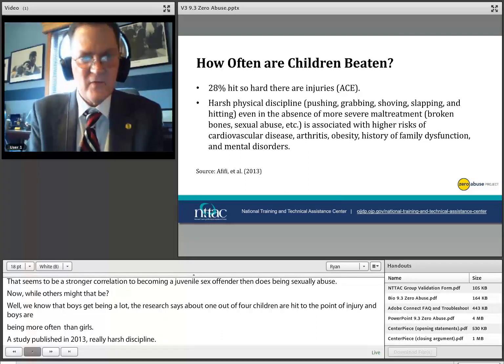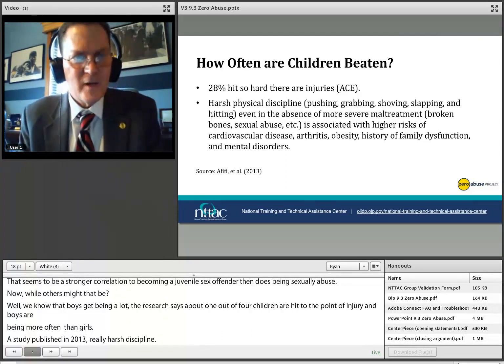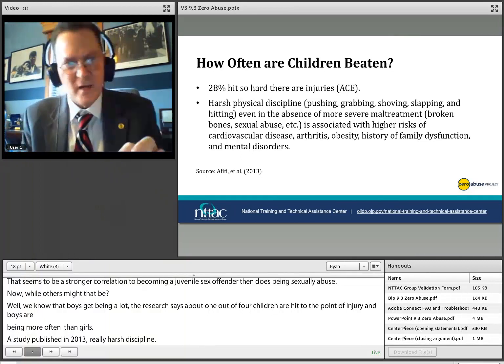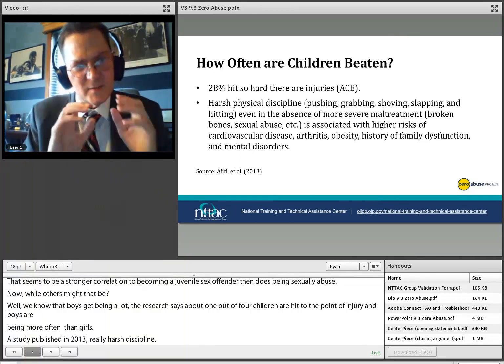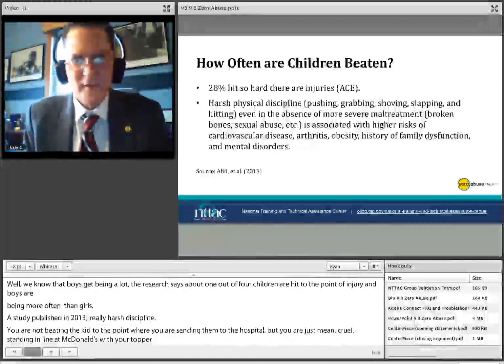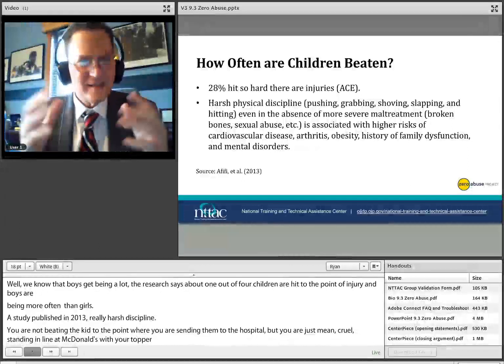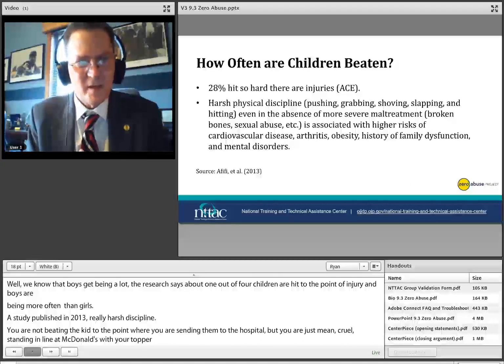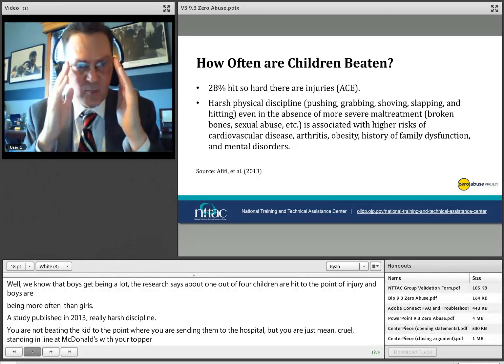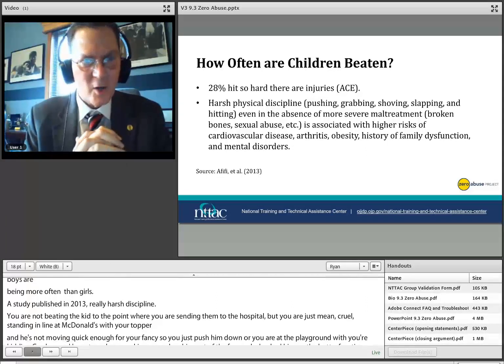So you're standing in line at McDonald's with your toddler and he's not moving quick enough for your fancy, so you just push him down. Or you're at the playground with your kindergartner and he gets under your skin, so you drag him out of the fray and whack him on the butt a few times and you push him back into the crowd. Nobody watching, much less the child who just got hit, has any idea why you're administering blows. That's the sort of thing they were talking about in this study.